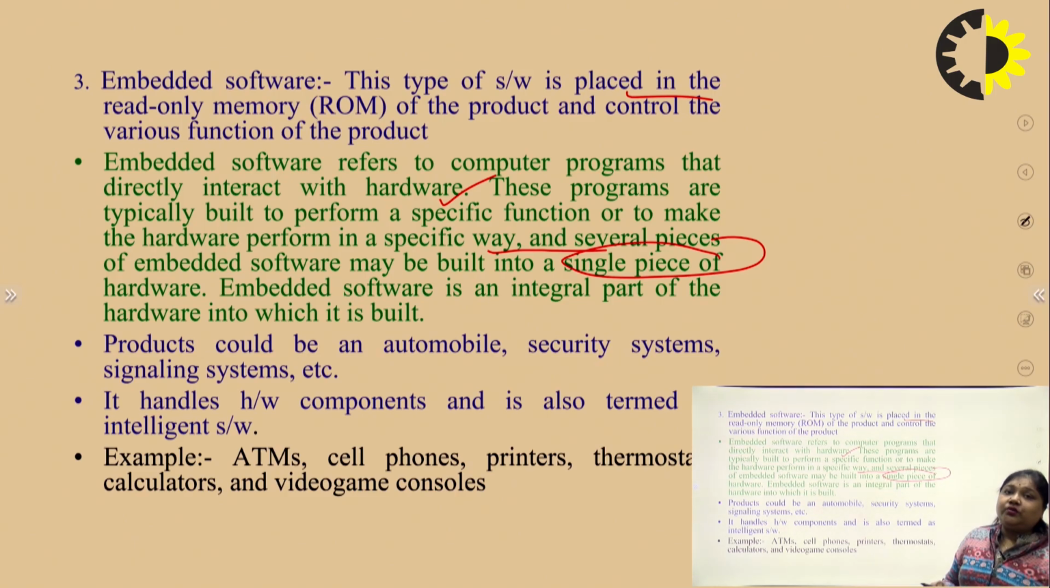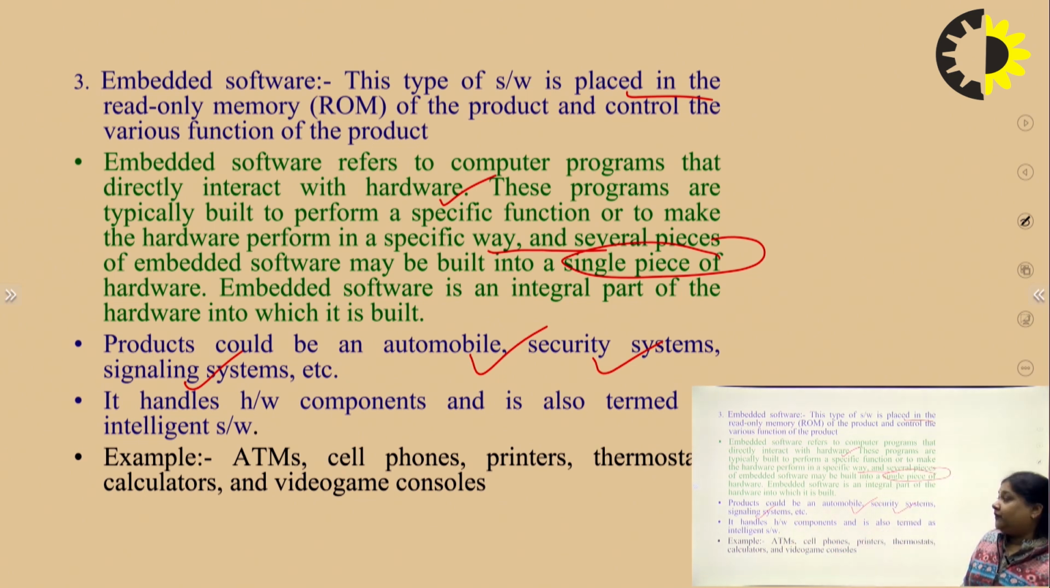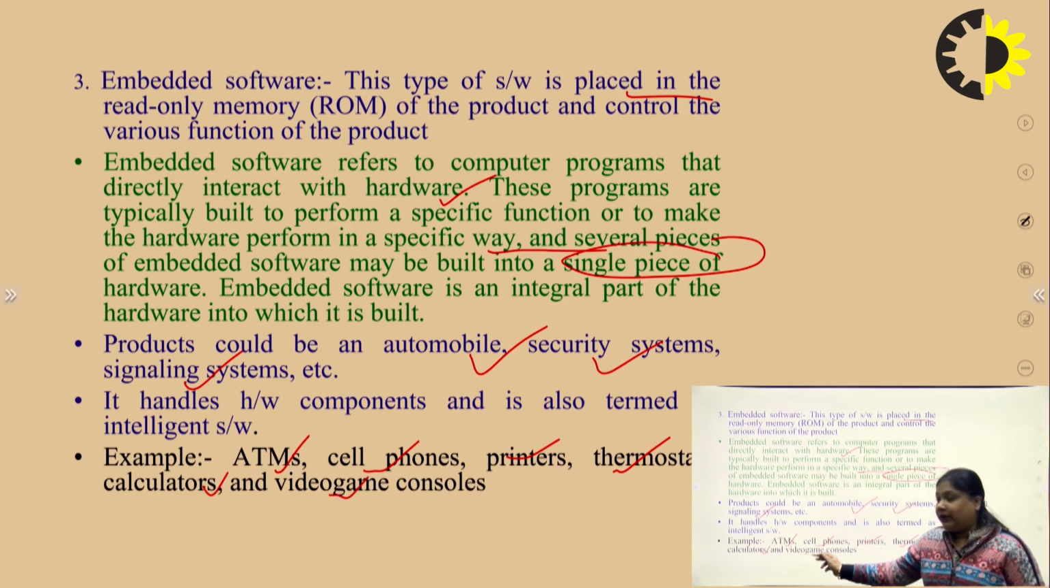Products could be an automobile, security systems, signaling systems. These types of software come under embedded software. It handles hardware components and we can also term it intelligent software. For example, ATMs, cell phones, printers, thermostats, calculators, and also video game consoles. These all come under embedded software.